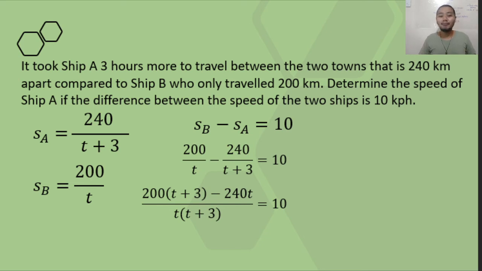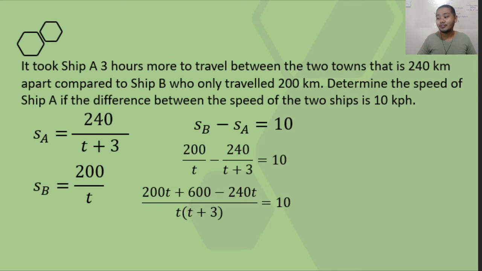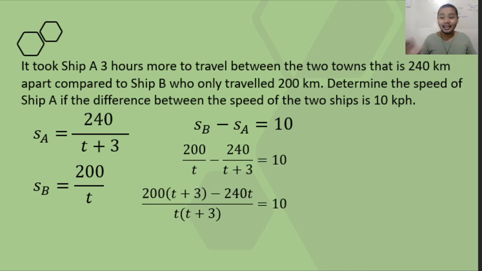Okay? So, you can pause it for a while for you to understand or for you to grasp ano yung nangyari from this line, going to the third line. Okay, you can pause it para at least makuha ninyo. Next, sisimplify ko pa rin itong nasa left side ng equation natin. Distribute ko yung 200. So, this will be 200t plus 600 minus 240t. Tapos, yung denominator, same pa rin siya. Okay? So, as you can see, ayun yung kanina.